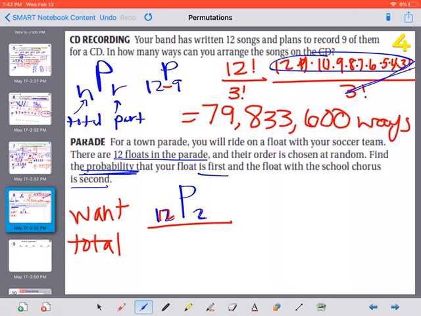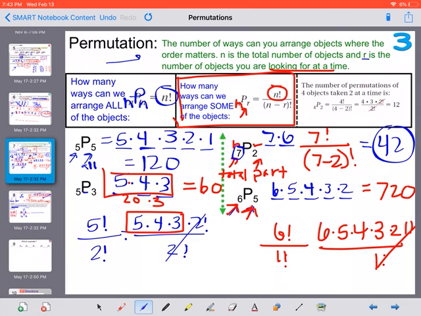The total number of options would be if we have 12 options, how many ways can we arrange all of them? So we're going to actually solve both of these and then write it in the form of a probability, the part we want out of the total. So first, on the top of our fraction, permutations here, we have 12 choices. We're looking at 2 of them. Going back to our formula right here, permutations, remember, n factorial over n minus r factorial.